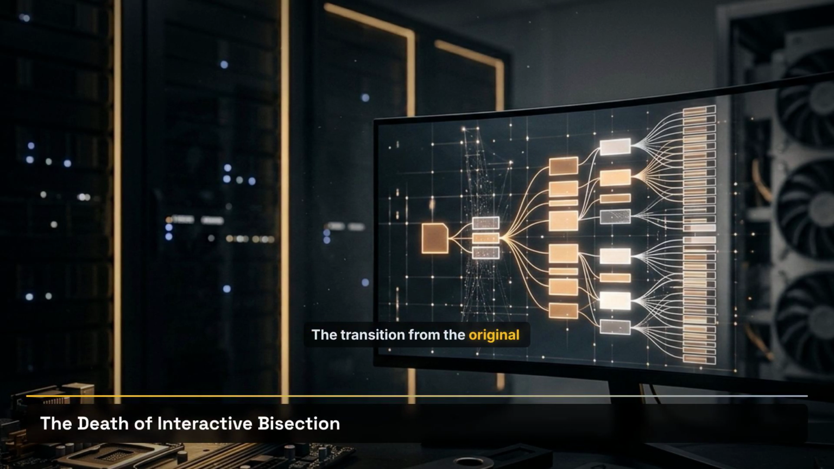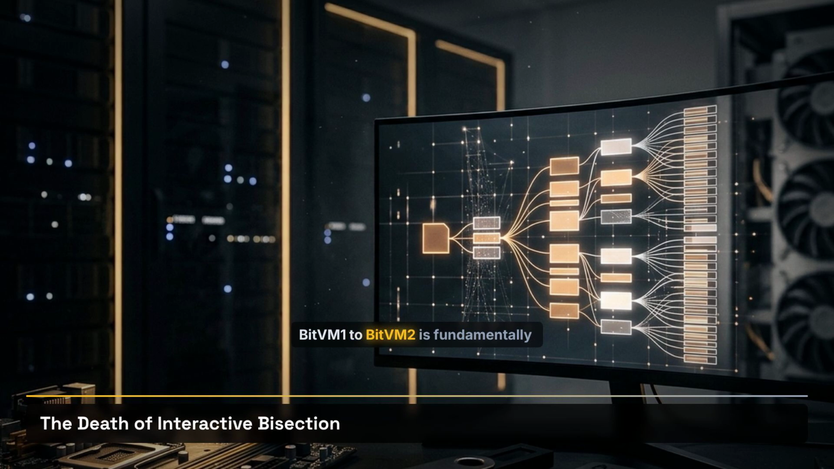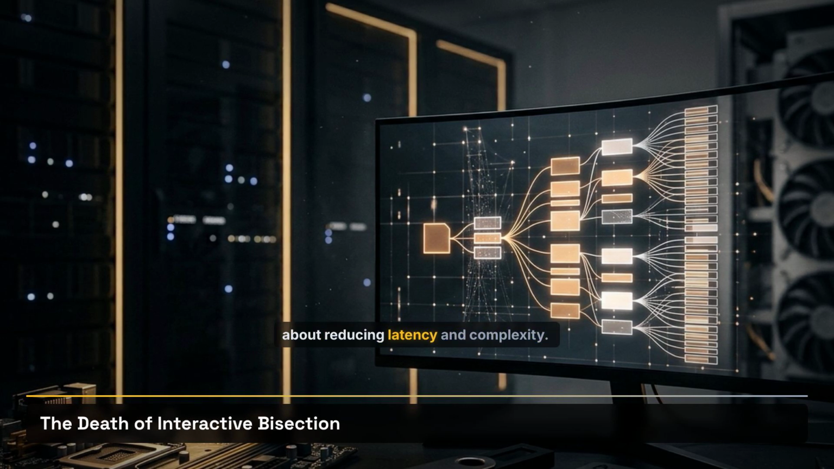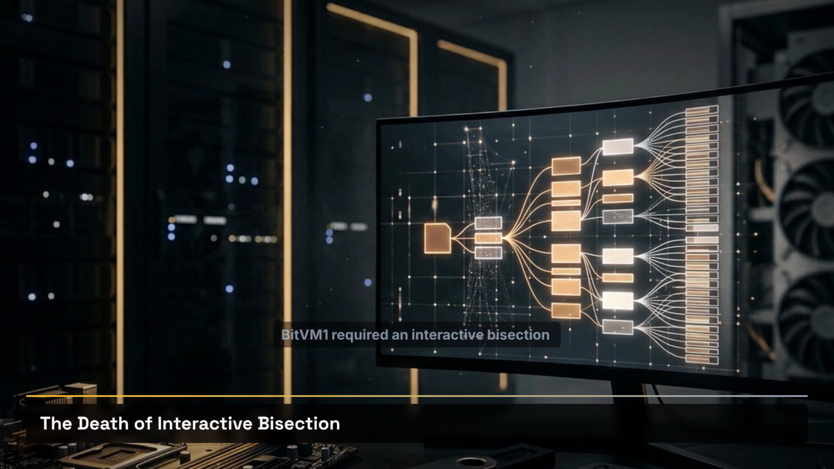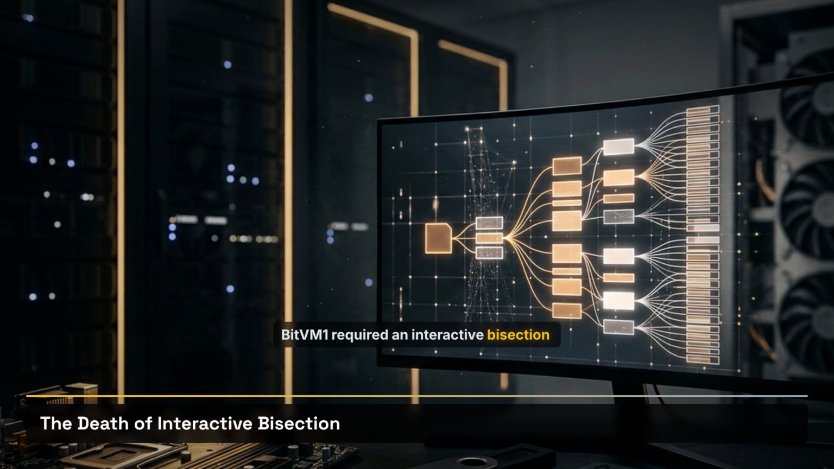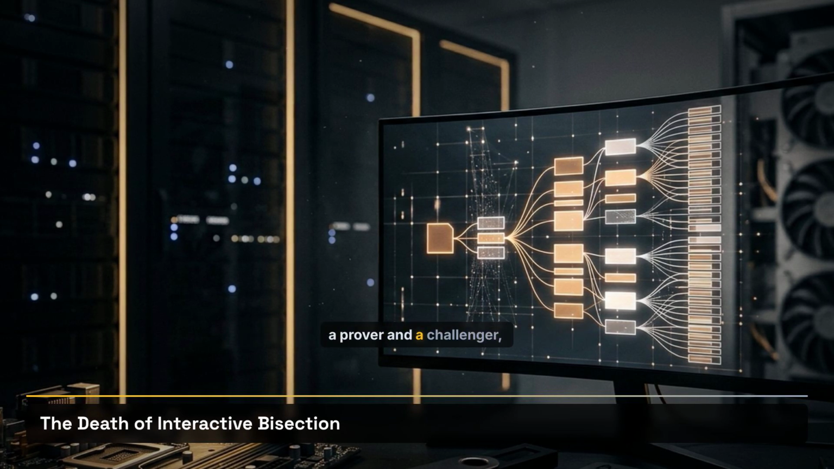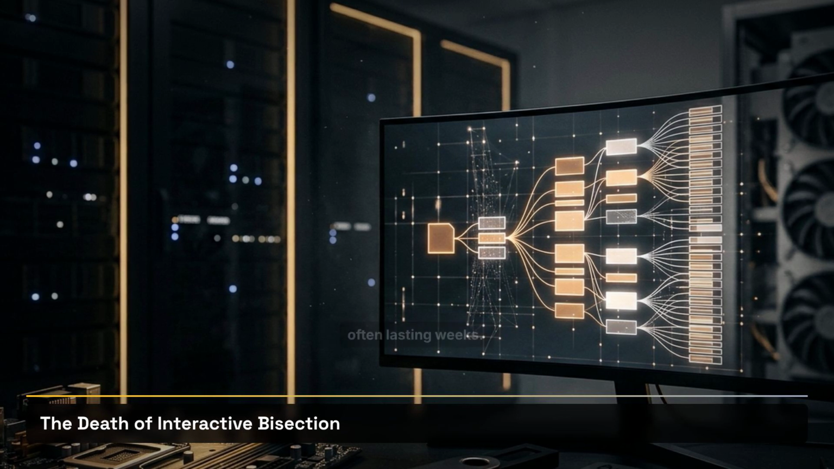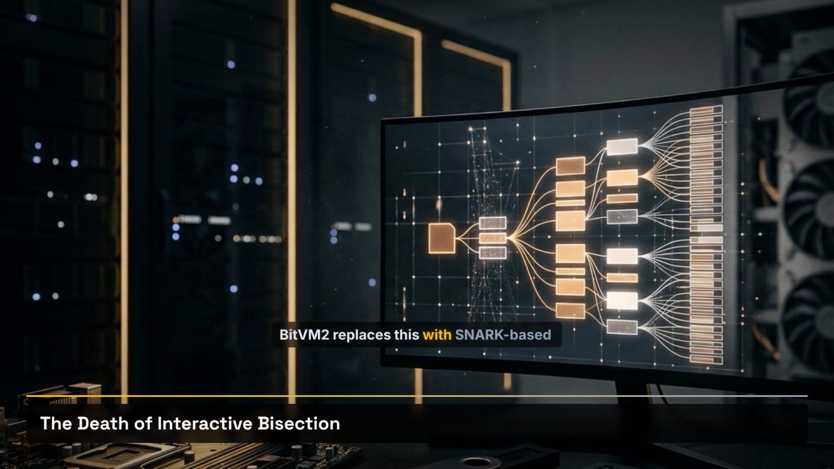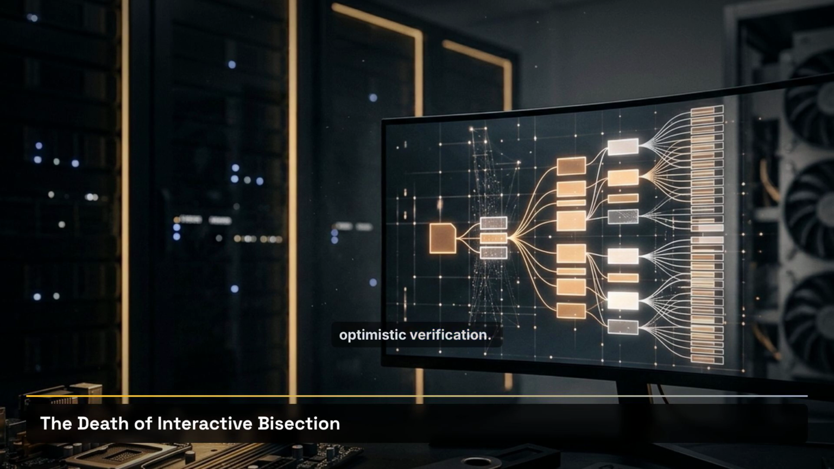The death of interactive bisection. The transition from the original BitVM1 to BitVM2 is fundamentally about reducing latency and complexity. BitVM1 required an interactive bisection game that could take 70 rounds of back-and-forth communication between a prover and a challenger, often lasting weeks. BitVM2 replaces this with snark-based optimistic verification.